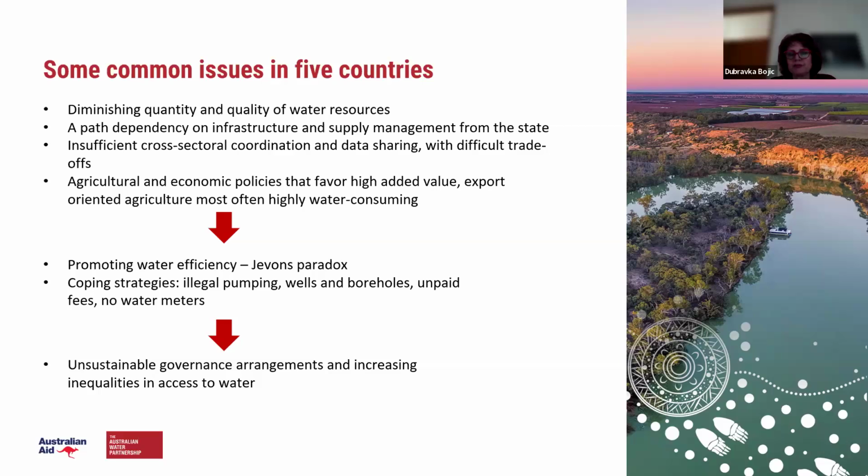Also, how are different users reacting? They're adopting coping strategies that are not conducive to better water management: illegal pumping, wells and boreholes. We have heard also from Stephen about that. I do have my borehole. And the unpaid fees, resistance to installing water meters, especially for small-scale farmers. Obviously, all this leads to unsustainable governance arrangements and increasing inequalities in access to water for different users.